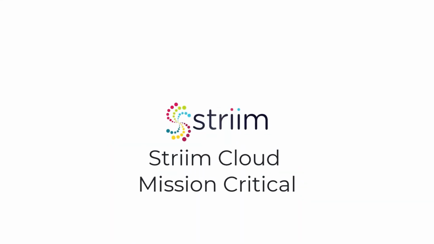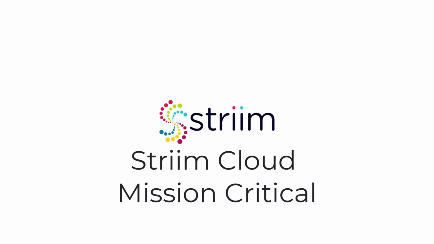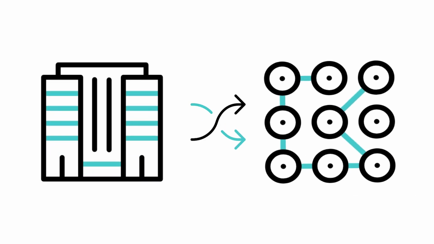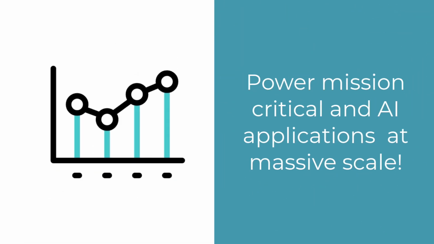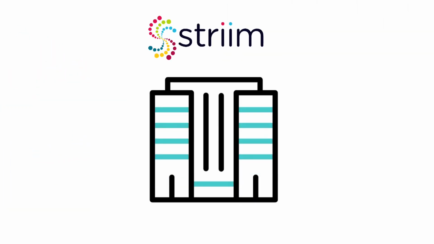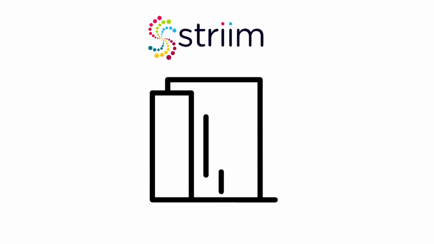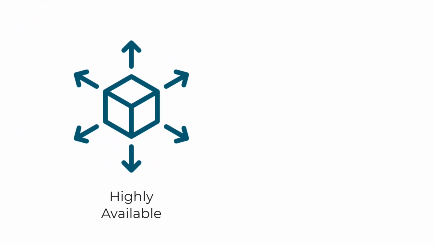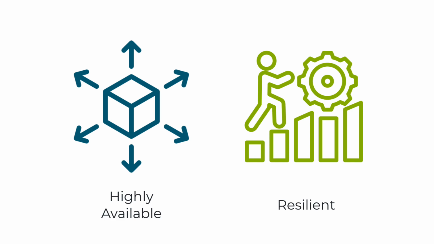Striim is excited to announce Striim Cloud Mission Critical, the industry's first unified data streaming and analytics platform designed to power mission-critical data and AI applications at massive scale with a simple, fully managed service. In a matter of clicks, you can launch an infinitely scalable distributed data streaming pipeline with high availability and resilience to failure, providing maximum uptime for your critical business operations.